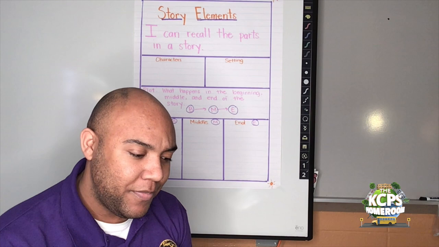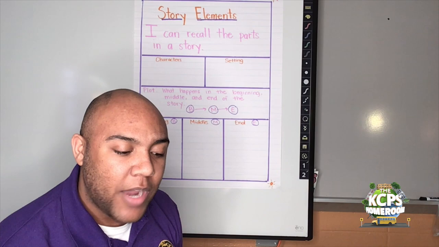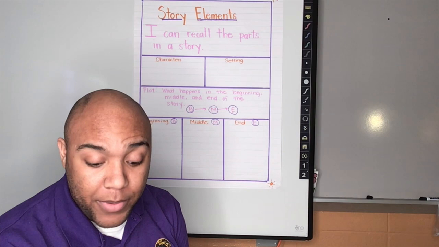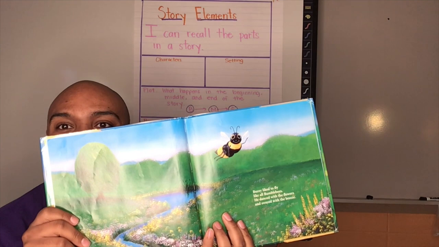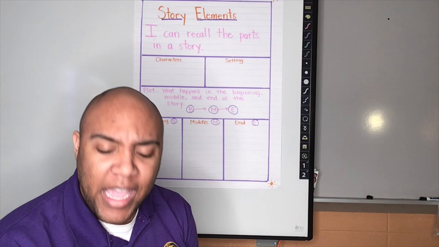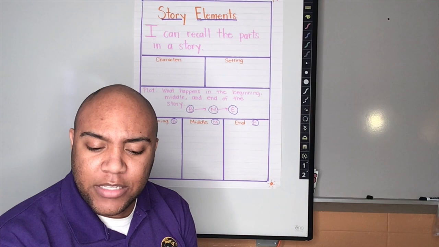Buzzy the Bumblebee. One sunny day in a beautiful garden, there sat a bumblebee named Buzzy. His stripes were black and yellow, and his coat was rather fuzzy. Look at Buzzy. Buzzy liked to fly like all bumblebees. He danced with the flowers and swayed with the breeze. He also liked to read and thought himself worldly and wise. So Buzzy was startled when he read, "Bumblebees weren't made to fly." He read it over and over. Bumblebees weren't made to fly, according to studies and research, and it went on to explain why.